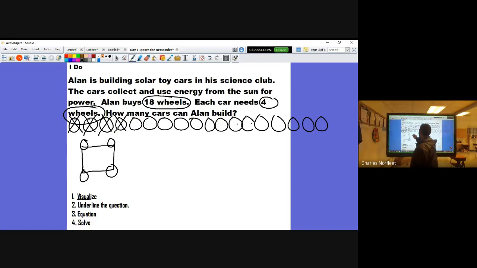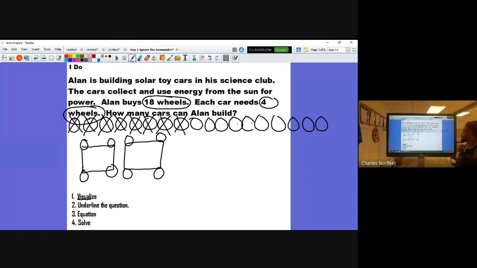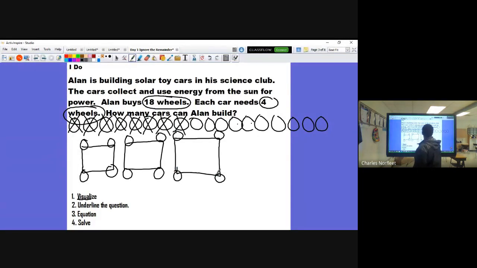Next, we move to the next car. 1, 2, 3, 4, and then we cross out 1, 2, 3, 4. Then we move to the next car, and we need 4 wheels for this car. 1, 2, 3, 4. And we cross out those 4 wheels here. And then we've got enough to draw another car. So we draw another car. And then we add 4 wheels and we cross them out.